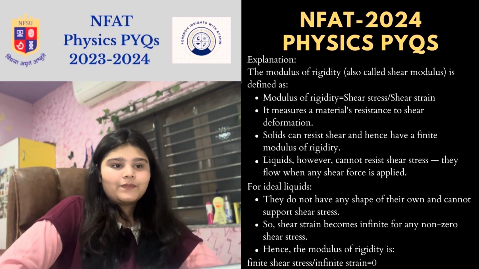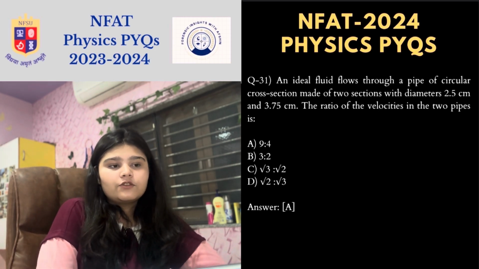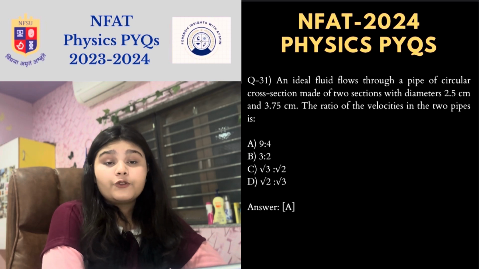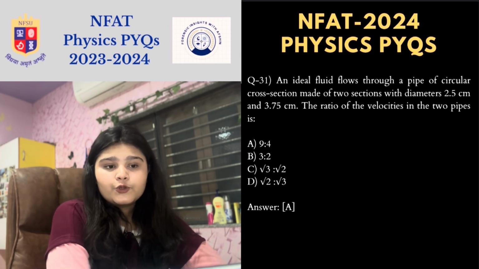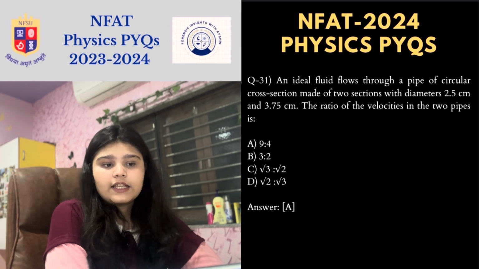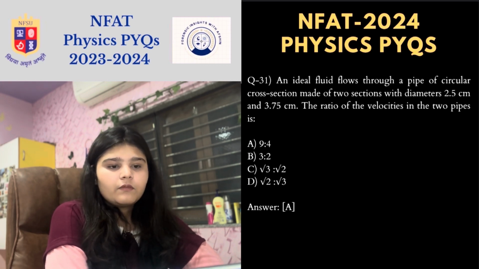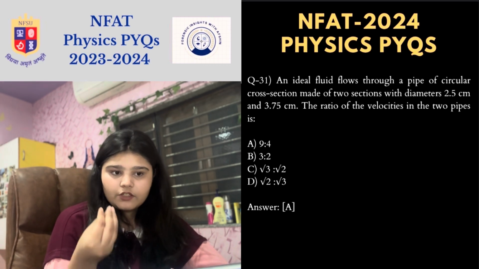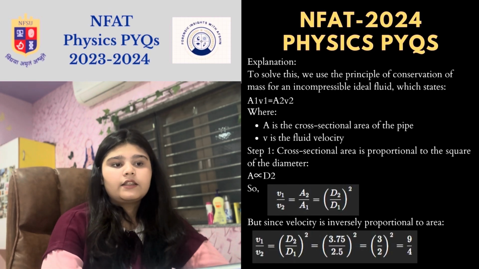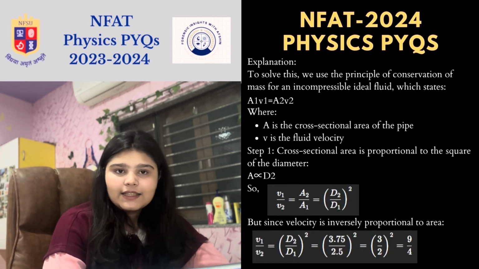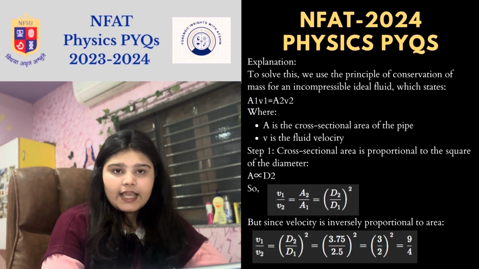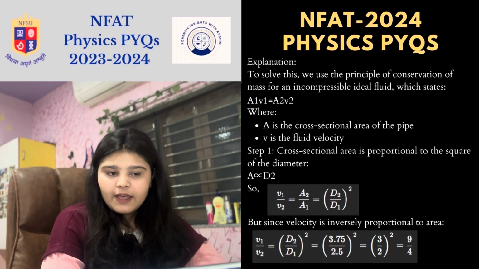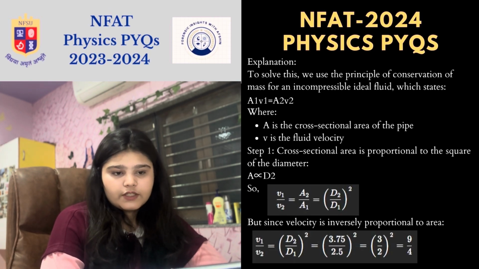Okay, next question. An ideal fluid flows through a pipe of circular cross section made of two sections with diameters 2.5 centimeter and 3.5 centimeter. The ratio of velocities in the two pipes is. So to solve this, we will use the principle of conservation of mass for an incompressible ideal fluid which states A1 V1 equals A2 V2, where A is the cross sectional area of the pipe and V is the fluid velocity.